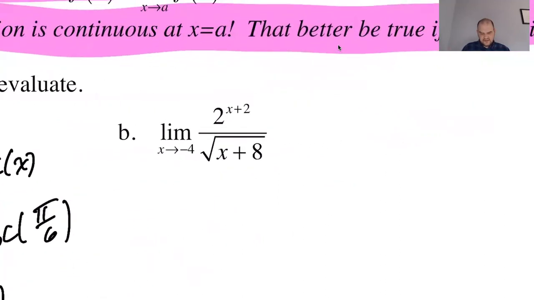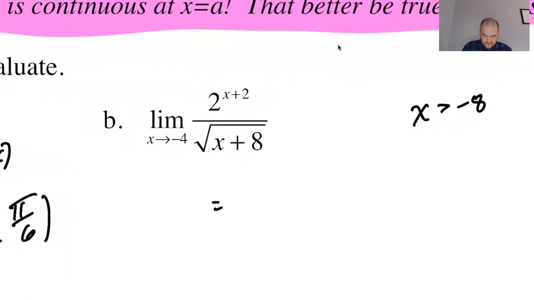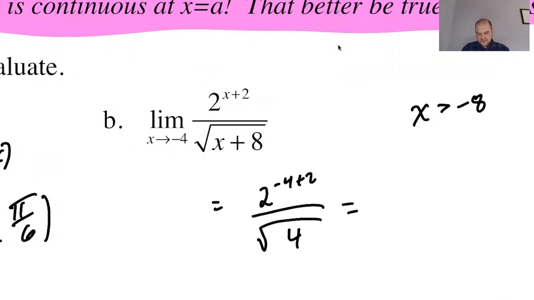All right, let's see. This thing has a domain where x has to be not greater than or equal to, just greater than -8, because if it's equal to -8, you're trying to divide by 0, always a problem. So radical x plus 8 is continuous everywhere on its domain. 2 to the x plus 2 is exponential, continuous everywhere. So this should just be equal to 2 to the -4 plus 2 over the square root of 4, let's say. So that's 2 to the -2 over 2, which is 1/8.